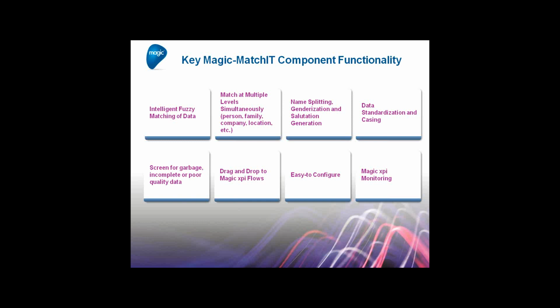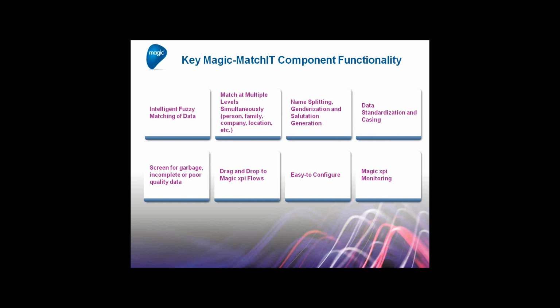Well, that is an approach which, utilized here, helps you to find duplicates. We'll talk specifically about how that is. You're going to be able to match at multiple levels simultaneously: person, family, company, location, and so forth. You're going to be able to deal with things like name splitting, genderization of names, salutation generation, and so forth. To deal with data standardization and casing issues, you can screen for garbage entries, incomplete and poor quality data.